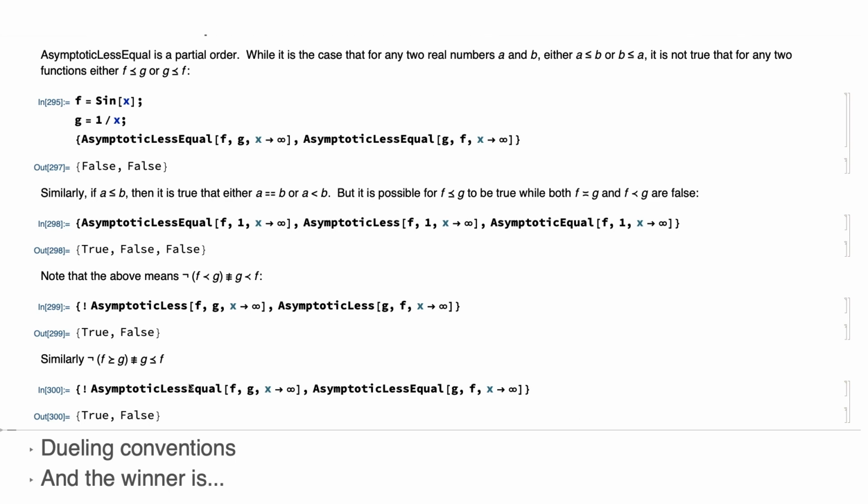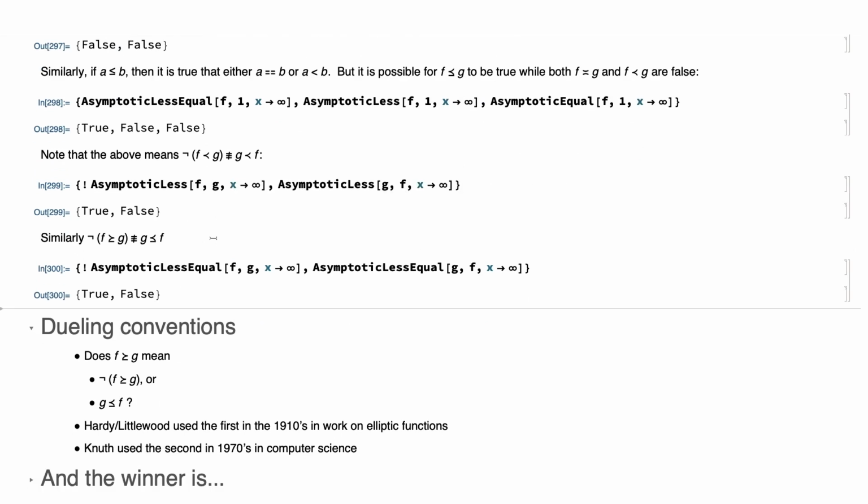to 1 at infinity. So note in particular, this collection of facts means that the negation of f is less than g is not g is less than f. Here I have not asymptotic less of f less than g and asymptotic less of g f. The first one is true, the latter is false. And the same thing happens for less equal, which is perhaps more surprising, because while the negation of less is not greater, it's greater equal, you might think the negation of less equal is in fact greater equal, but that's not the case for the asymptotic relations.